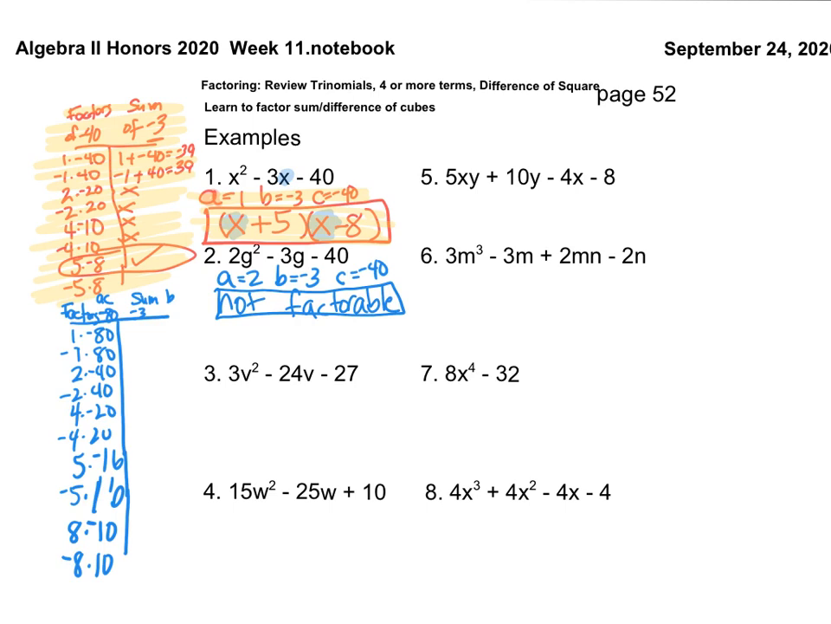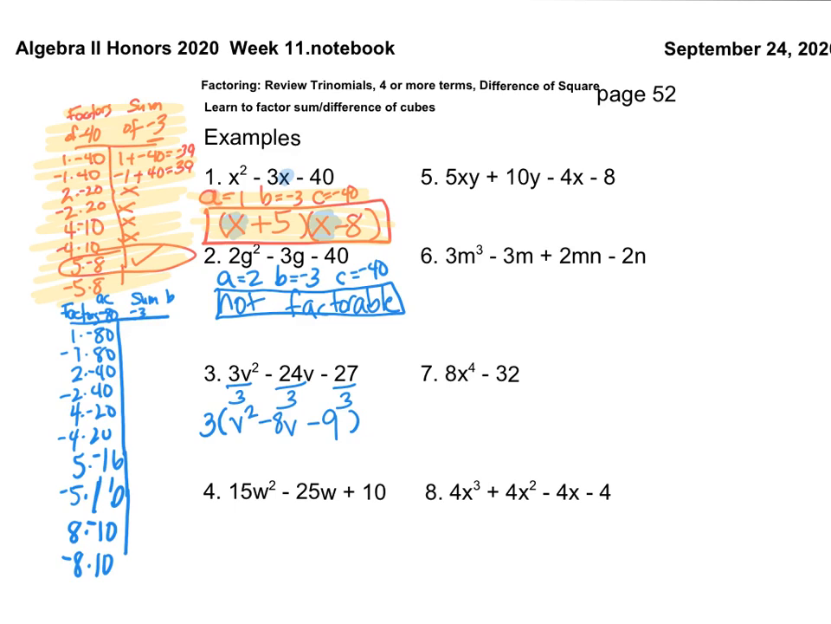3 will divide into each of these evenly. So I'm going to divide them by 3. But remember, factoring is undoing the distributive property. So I need to make sure to have something where I'm distributing the 3. 3v squared divided by 3 is v squared. Negative 24v divided by 3 is negative 8v. Negative 27 divided by 3 is negative 9.